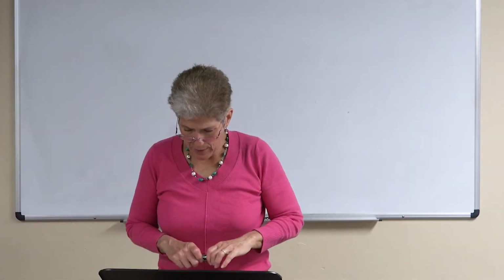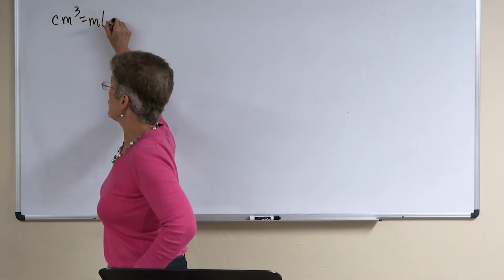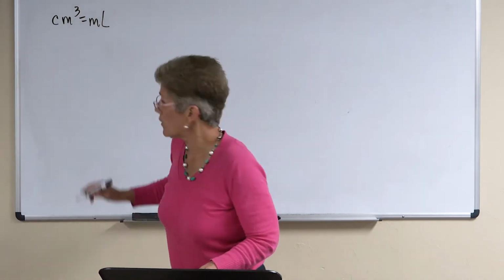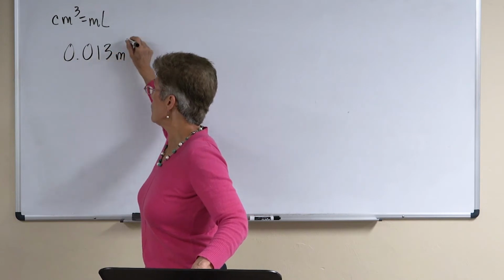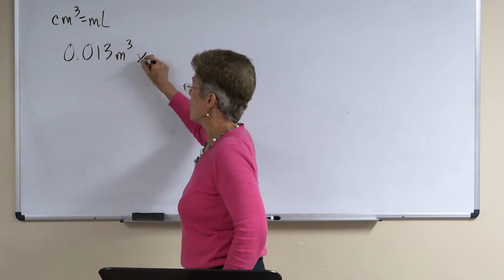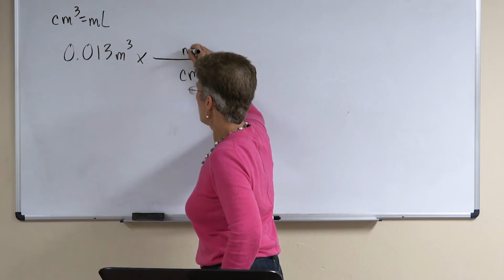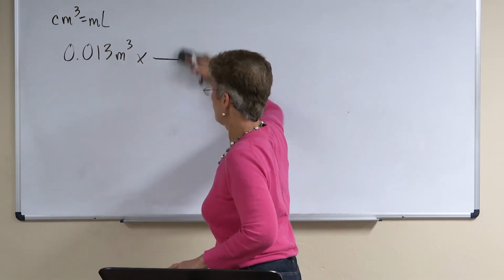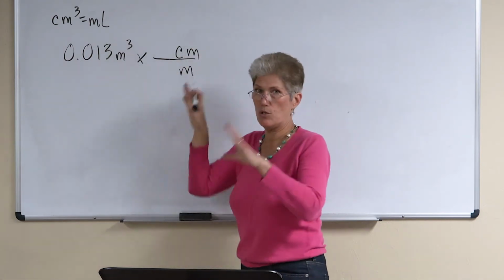Number 10, a sample of liquid has a volume of 0.013 meters cubed. What is its volume in liters? We know that centimeters cubed equals milliliters, and that's going to be our bridge here, isn't it? So we have 0.013 meters cubed, and we are trying to get to liters, so we're going to have to go through this bridge. So we're going to go like this, and we know that for every, whoops, I got it backwards, don't I? There we go, meters to centimeters. We don't know the cube thing yet.